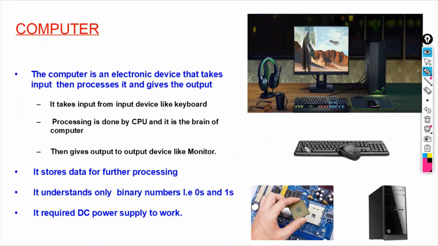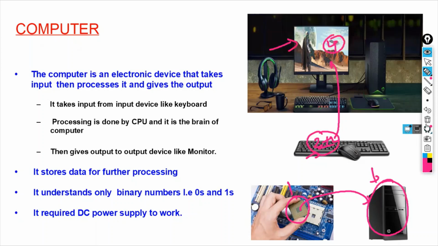The same way, the keyboard, you type 2 plus 2 on keyboard. This is your input device. Then this processor will process it. Okay, it is installed in this cabinet, CPU cabinet you can say, and it will process what is 2 plus 2. After processing it, it will give you the output 4. So monitor is your output device.